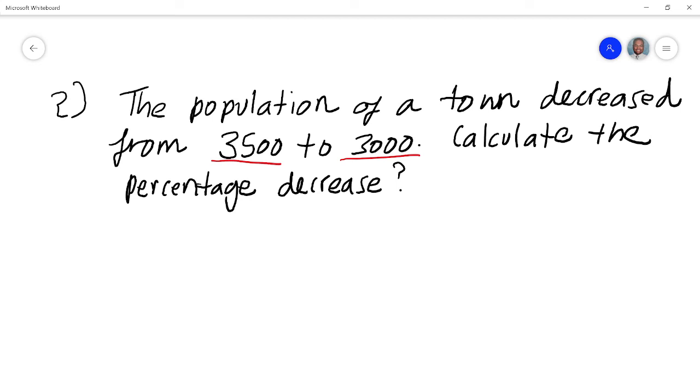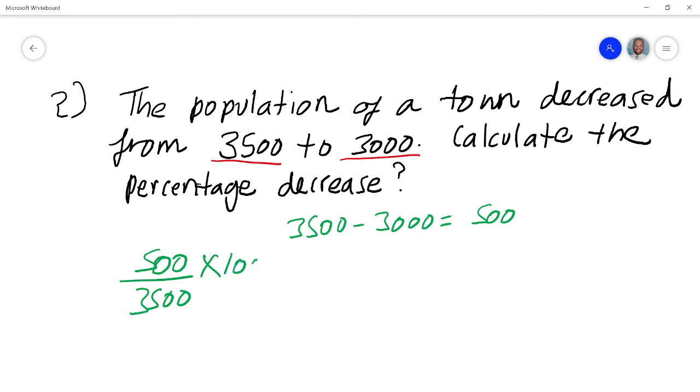Just like the previous one, you want to calculate the difference. So you go 3,500 minus 3,000, and you're going to get 500. It's now going to be over your original, which is 3,500. Please take note, in the previous question the original was the lower number, whereas in this one the original is 3,500. You started off originally at 3,500 and then it reduced to 3,000. So you're going to get 500 divided by 3,500 and multiplied by 100. Like I said before, it is a percentage question, so it's got to be multiplied by 100. So you're going to get 14.3%. That's 14.3% as a decrease.